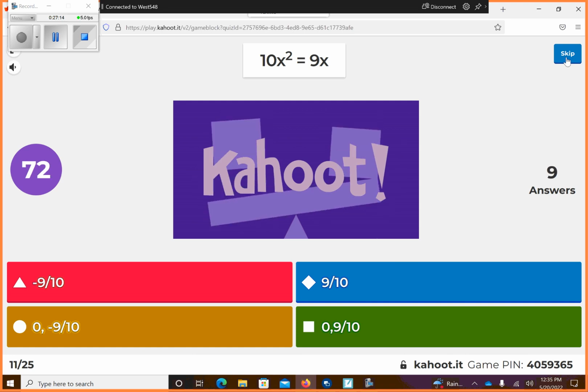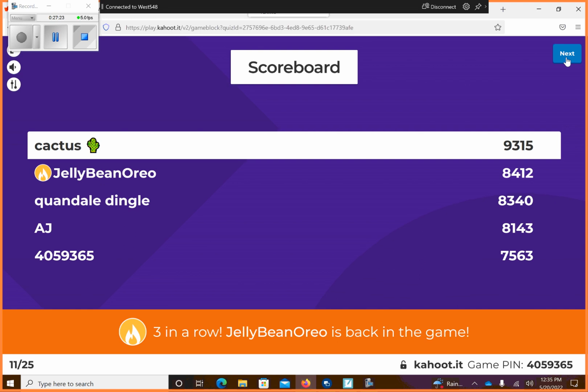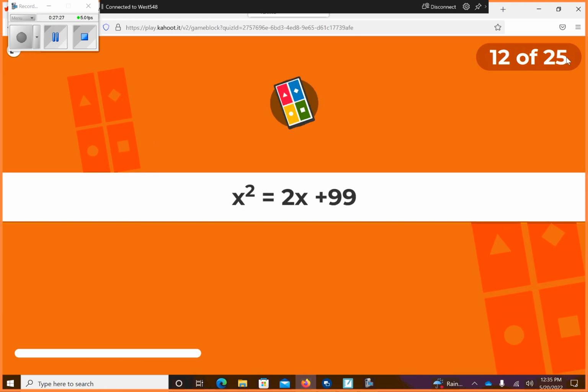It should be green. Yay. This jelly bean warrior person's 12 out of 25.